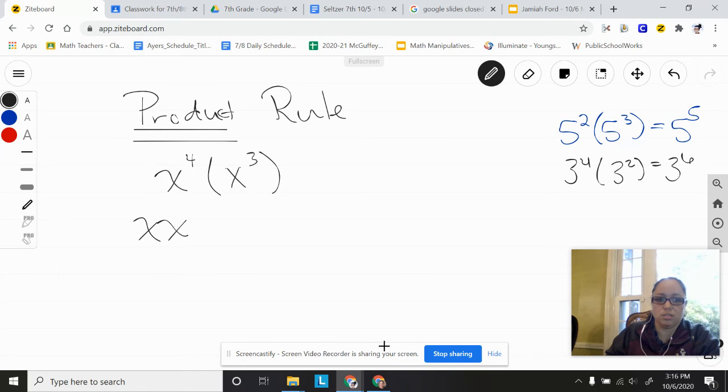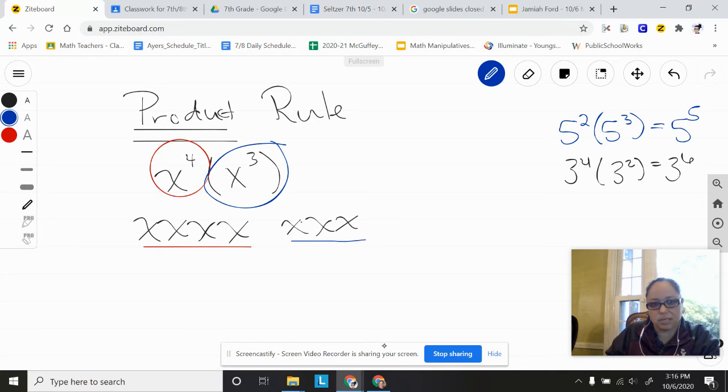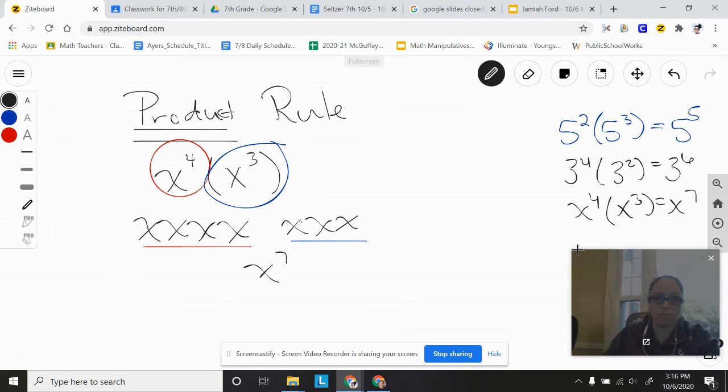This is 1, 2, 3, 4 x's being multiplied, and I should probably have color coded that so you can see my 4 x's being multiplied by my 3 x's. And again, I'm going to color code that. x to the third power is x times x times x. So I have a total of 1, 2, 3, 4, 5, 6, 7 x's being multiplied together. So x to the seventh power. So again, I have x to the fourth power multiplied by x to the third power is x to the seventh power. Now, I hope if you were in class or if you're watching this for the first time, that you're noticing this lovely pattern.